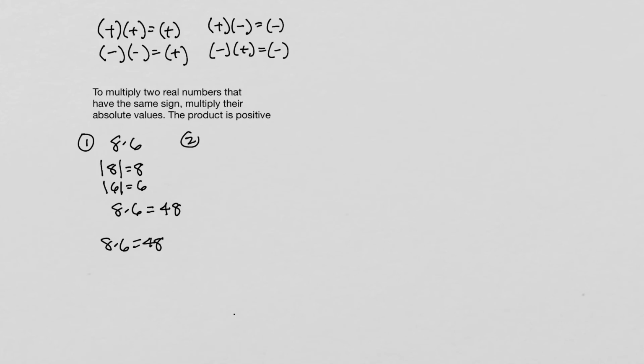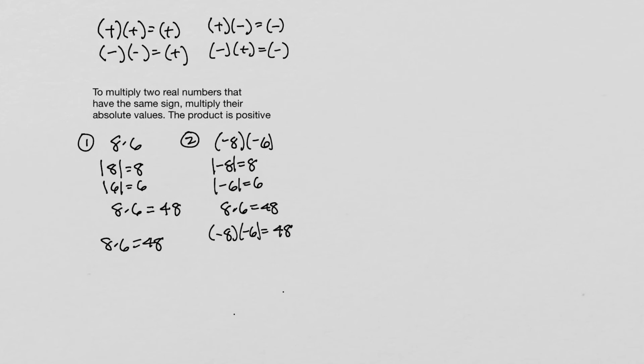Now let's try another one here. How about if we try negative 8 times negative 6? Now by the rule, we're going to take the absolute values. The absolute value of negative 8 is 8. The absolute value of negative 6 is 6. Multiply their absolute values. 8 times 6 is 48. And the product, according to the rule, is positive. So our result is positive. So we're going to say now that negative 8 times negative 6 is positive 48.